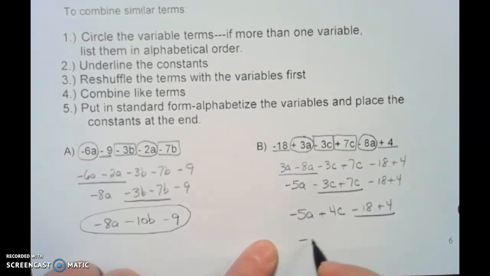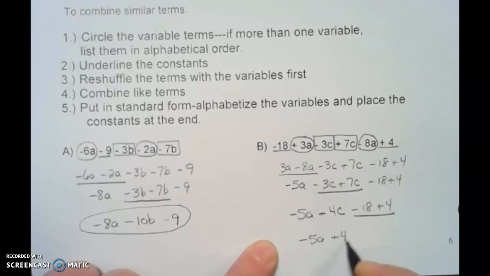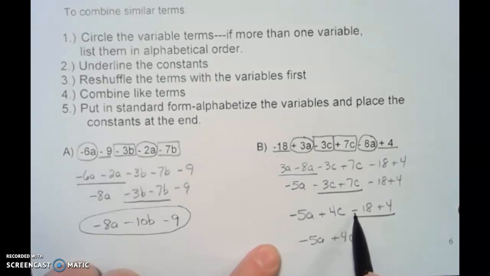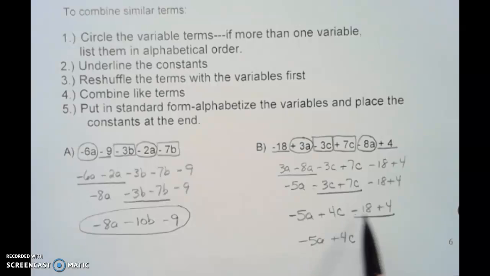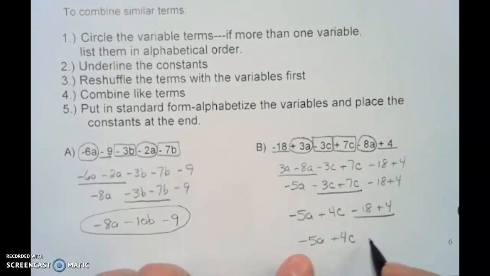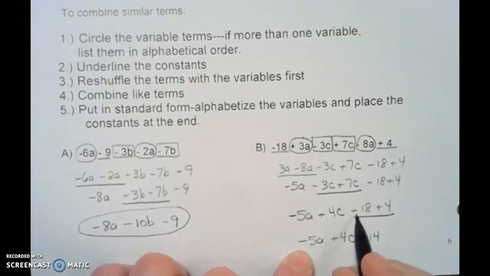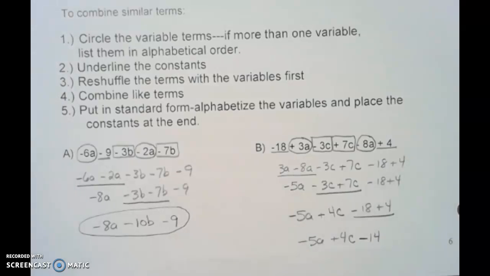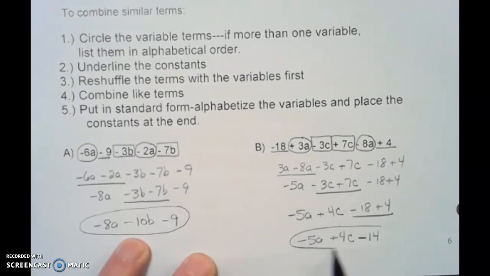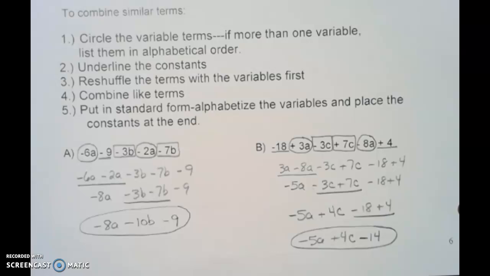So I'm going to have negative 5a plus 4c, and now this is a negative 18 and a positive 4. These signs are different, so you have to subtract. 18 minus 4 is 14. And then it's going to be a negative because negative 18 has the bigger absolute value. So I'm going to write minus 14. And this is as simple as this expression is going to get.